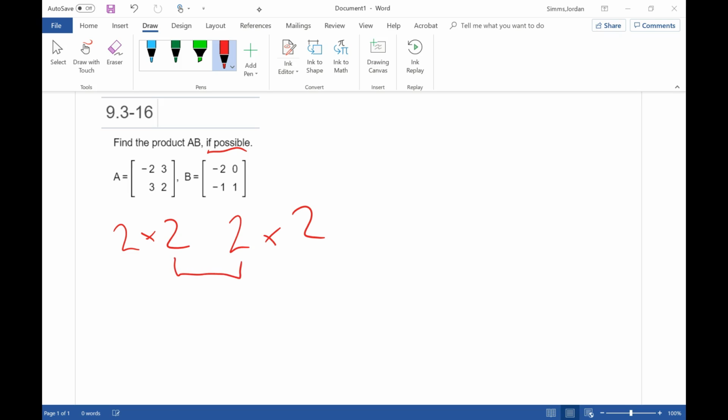If the last number and the first number are the same, that means they are compatible, which means they can be multiplied, and our resulting answer is going to be a 2 by 2 matrix. Now you probably knew that, I was just pointing that out. When we multiply two matrices, we multiply row by column. So we're going to take the first row of matrix A.